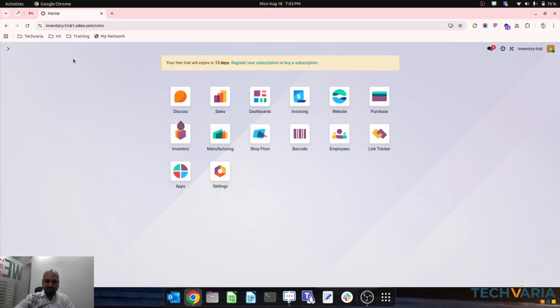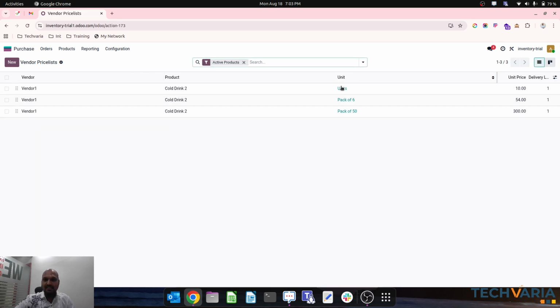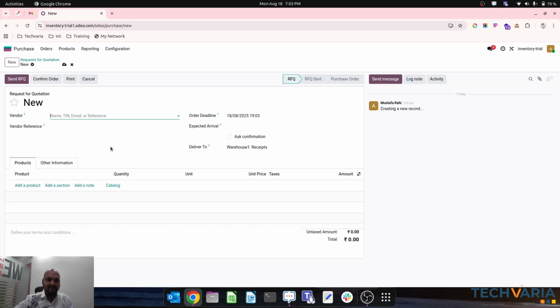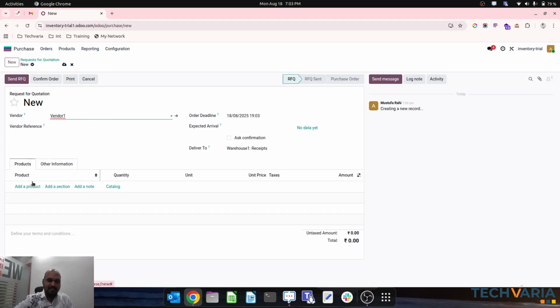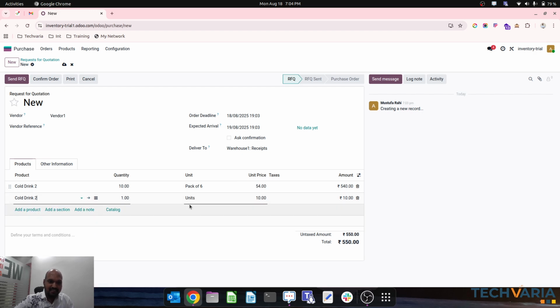It will come over here in my purchase, and on my vendor price list I can see the per unit cost price. The same will be reflected when I am doing my purchase order for the vendor: cold drink 2, 1 unit worth 10, and 10 units worth 10 again. But as soon as I change the unit to pack of 6, 10 units will come at 54 only. Likewise, if I am buying in bulk of 50, let's say 5 units, it will again come at 300.